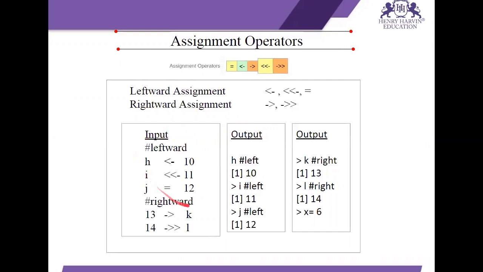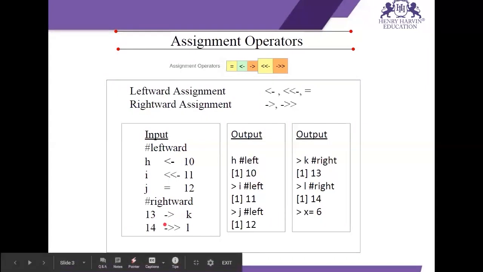As you can see in the example, I want to save the value 10 in variable h. For that I am using the leftward operator by using less than sign and a hyphen sign. It creates a kind of arrow towards left, which means the value of 10 has to be saved in variable h. Similarly, you can use double less than sign and then hyphen, and equal to sign will also operate in the same way. Similarly, there are rightward operators where hyphen and greater than sign, hyphen and double greater than sign.